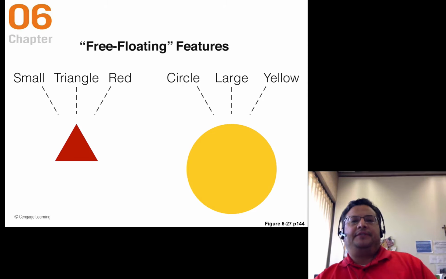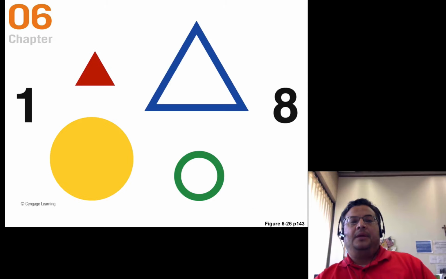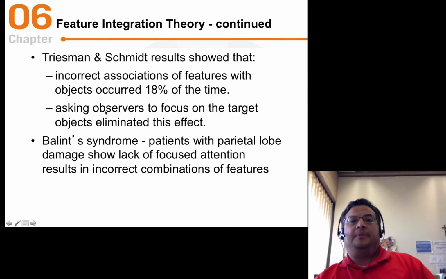So instead of saying, for example, large yellow circle, they might say small yellow triangle. They'll get the features mixed up, okay? It's about 18% of the time that this happens, that features get jumbled up with each other about 18% of the time.